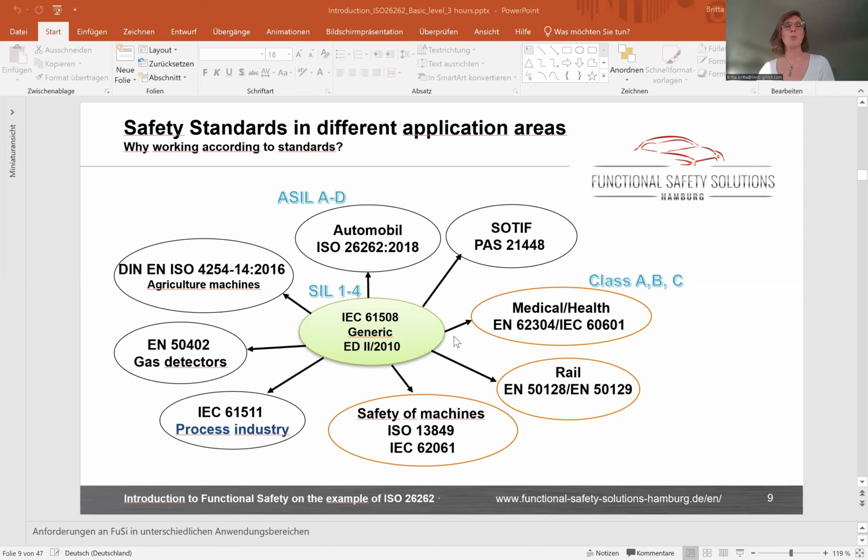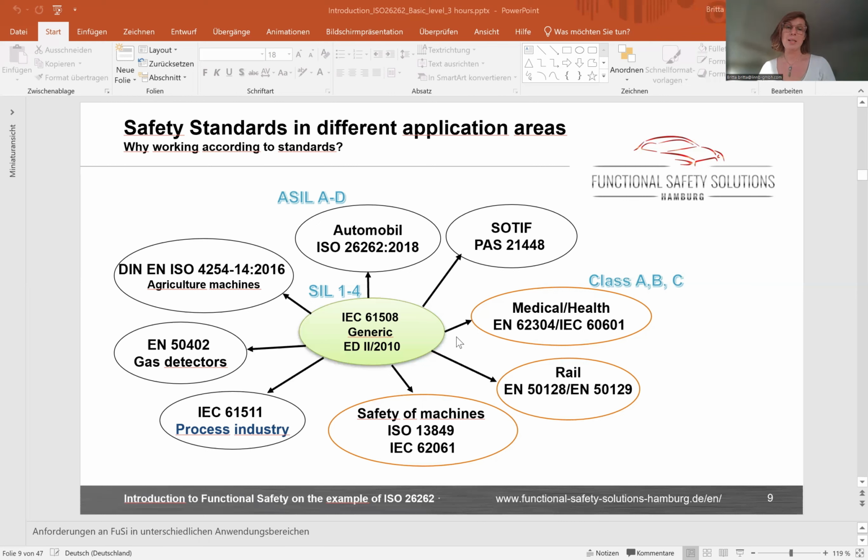Of our training. So what I'm going to talk about today is safety standards in different application areas. You're probably wondering why we have the green one in the center. It's 61508, and that's called the mother standard. It's a generic one. Then you have 26262 for automobiles, SOTIF 21448, and we have standards for medical health, rail, safety of machines, gas detectors, and so on.